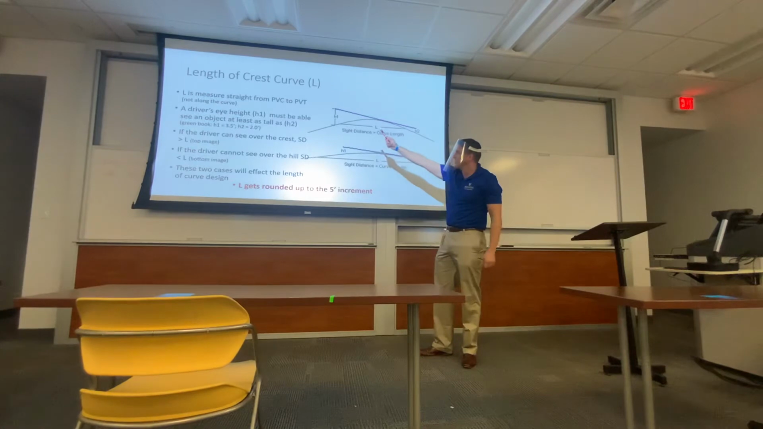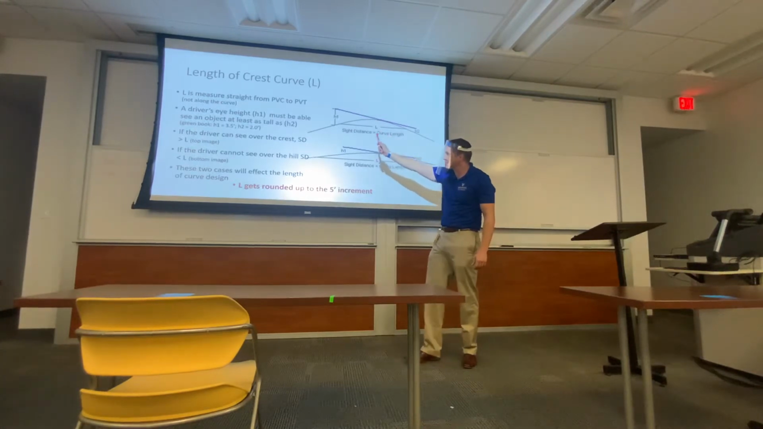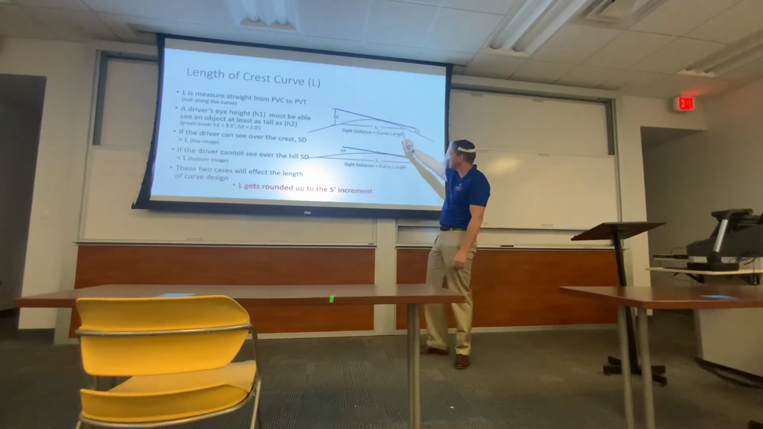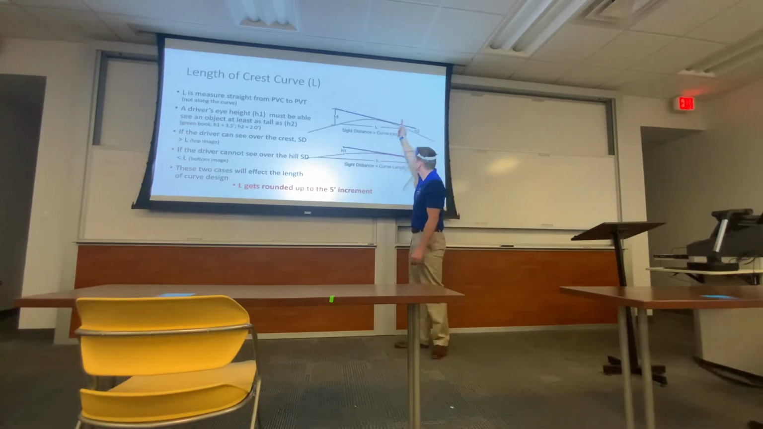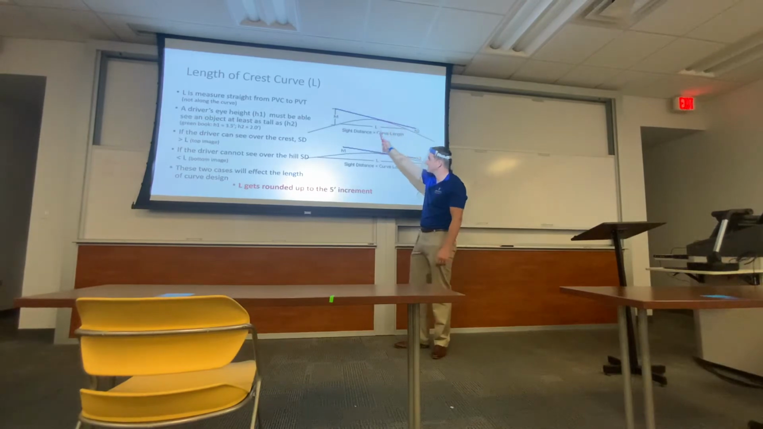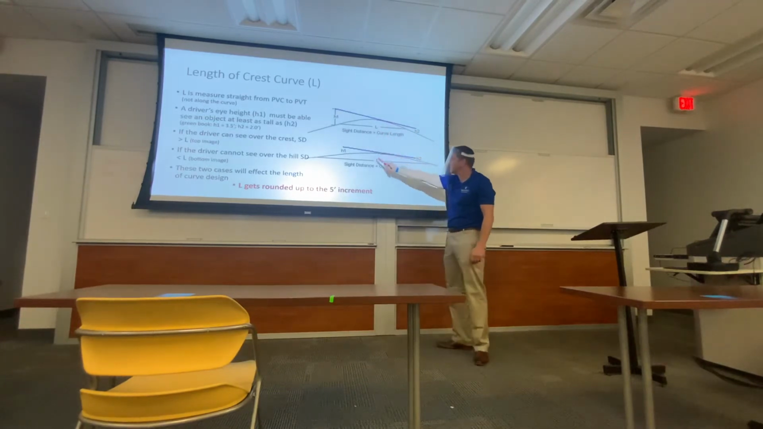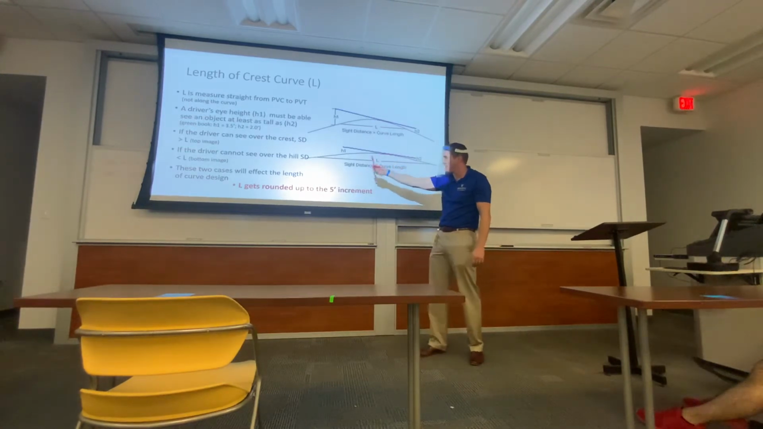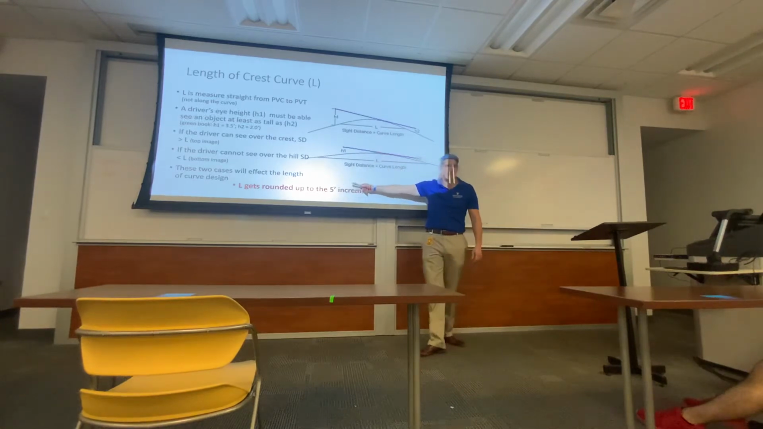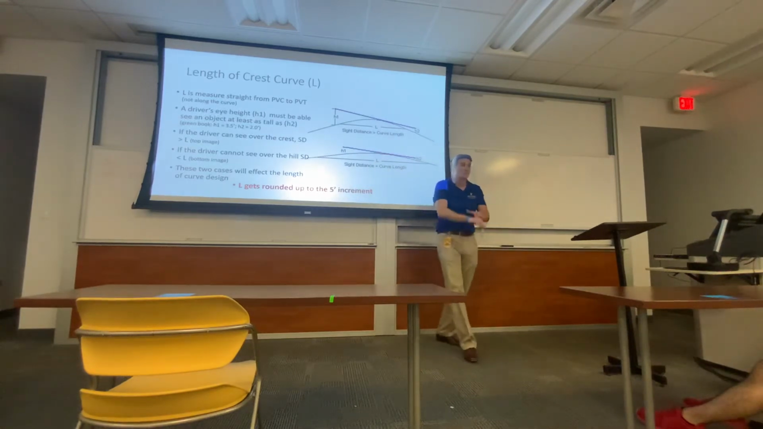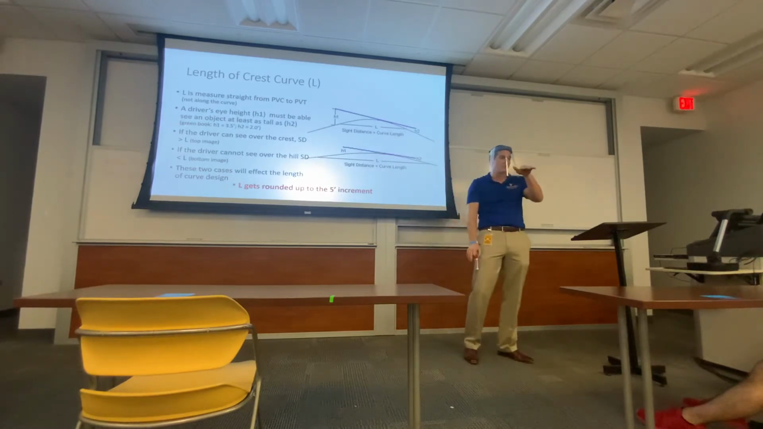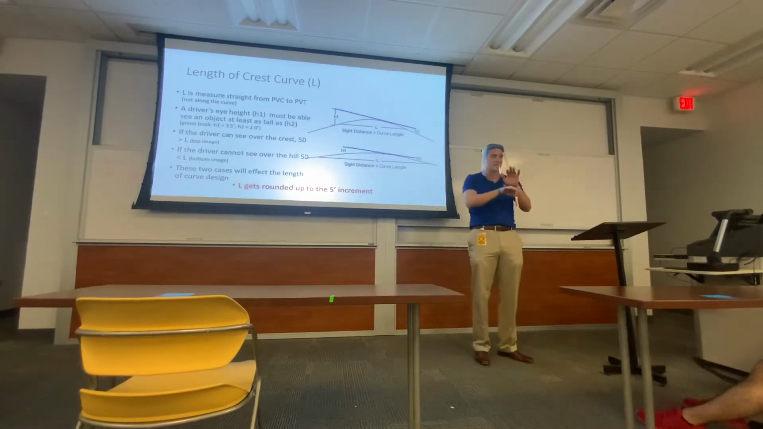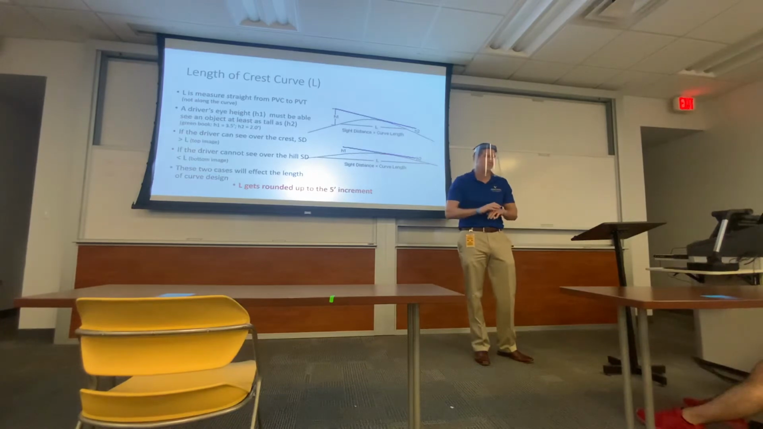So a driver's eye height must be able to see an object that is 2 feet tall. If the driver can see over the crest, the sight distance is greater than the length of curve. Here I can see over the crest. If the driver cannot see over the crest, the crest is in the way, then the sight distance is less than the curve. These two cases will affect how the curve is designed. If the curve is gradual enough where I can see over it, or steep enough where I can't, those are two separate design criteria.